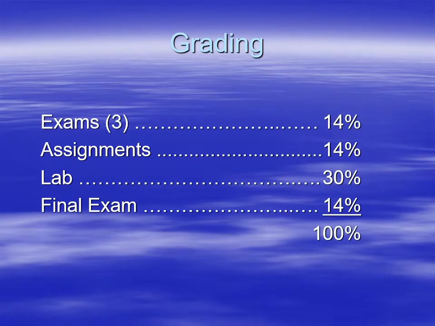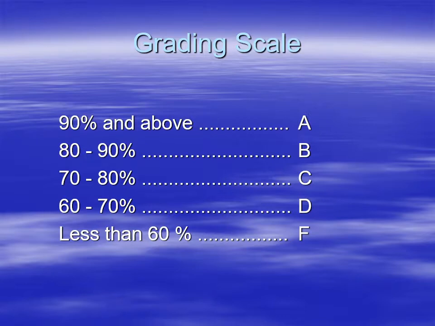So here's our grade makeup. It's 3 exams, 14% each. Assignments are 14%. Labs are 30% because you spend a lot of time in lab. And then the final exam is 14%. That makes up 100% of the grade. I use a curve of 90, 80, 70, 60 for A, B, C, D, and F.